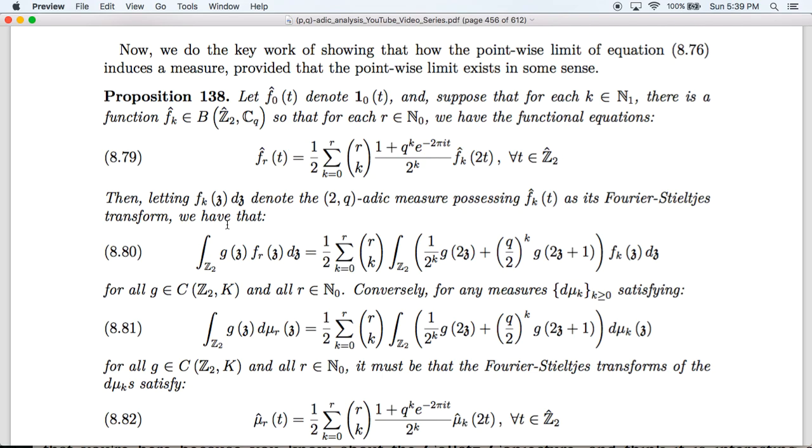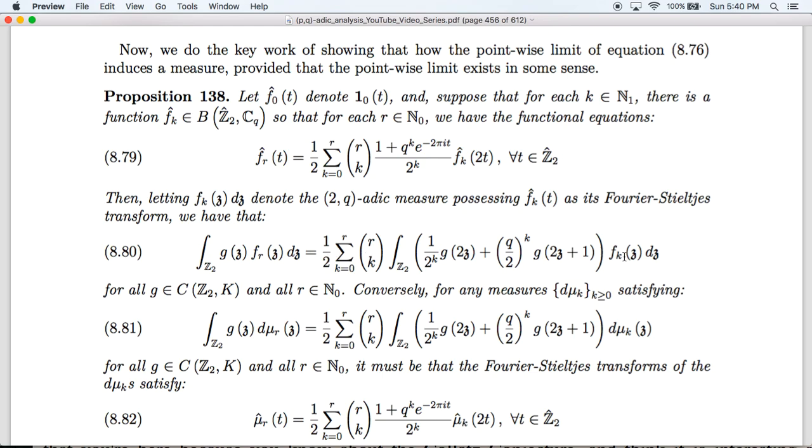It's just the notation we're using. Letting this denote the measure that possesses fk hat as its Fourier-Stieltjes transform, we then have that for every continuous, here k can be Q or any metrically complete extension of the field of q-adic rational numbers. Then for any continuous 2-adic function g, the integral of g f dz is given by this formula.